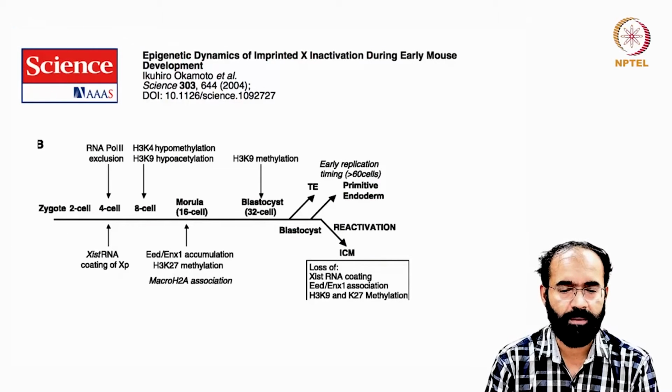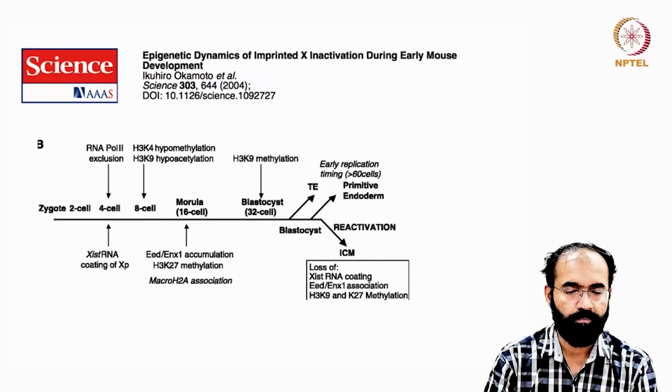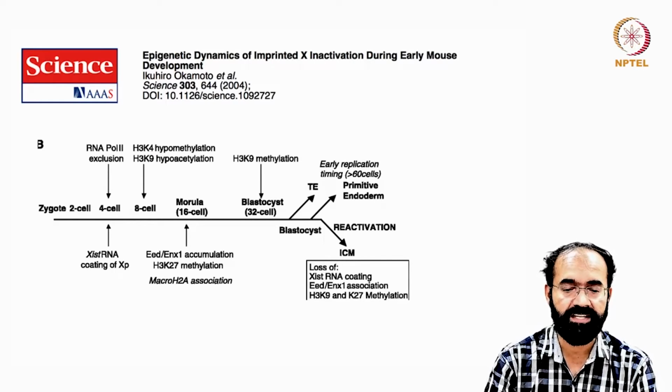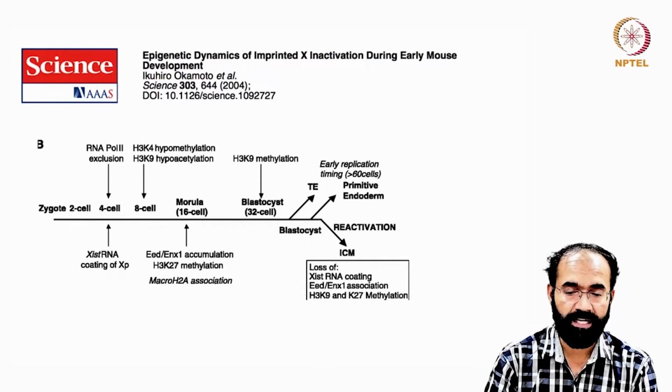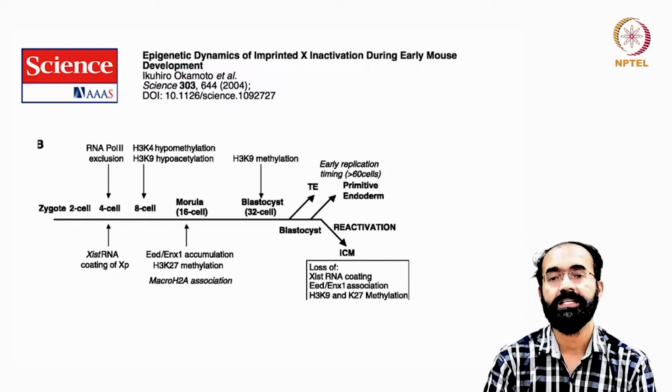So this is an article published in Science a few years ago, a very interesting article, on epigenetic dynamics of imprinted X inactivation during early mouse development, published in 2004. Here they categorically show the zygote is a single cell stage, it becomes 2 cell, 4 cell, 8 cell, and 16 cell stage onwards is morula, and the blastocyst stage is around 32 cell stage, and this will give rise to other structures like trophectoderm, primitive endoderm and inner cell mass. The inner cell mass of the blastula is called ICM, which has stem cell characteristics.